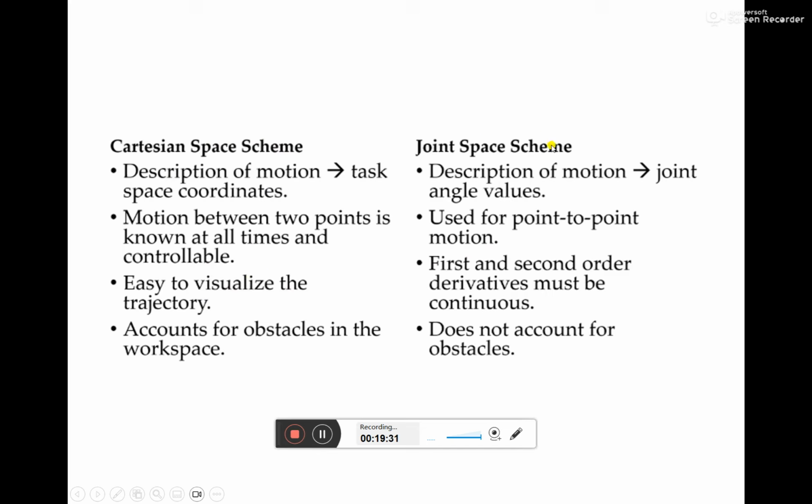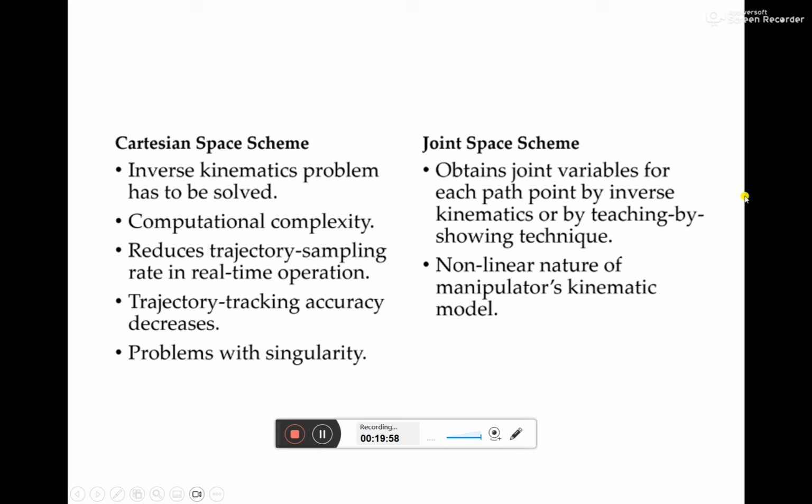In the joint space scheme, the first and second order derivatives must be continuous. And if there are any obstacles, the Cartesian space scheme accounts for the obstacles in the workspace, while the joint space scheme does not account for the obstacles. That is the comparison between the Cartesian space scheme and the joint space scheme.